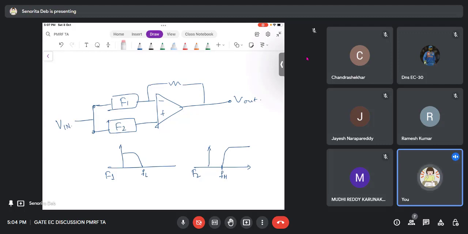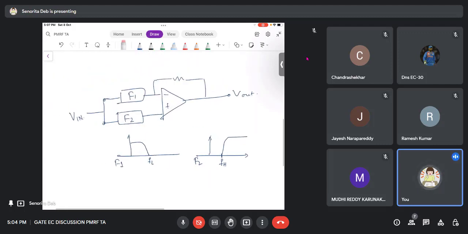Can you see the question? This is basically saying that there are two boxes, F1 and F2, and this is your op-amp. The F1 box has a characteristic like this, that it will pass something which is below FL. That is, it is a low pass filter. And F2's characteristic is of a high pass filter. It will pass everything after FH.